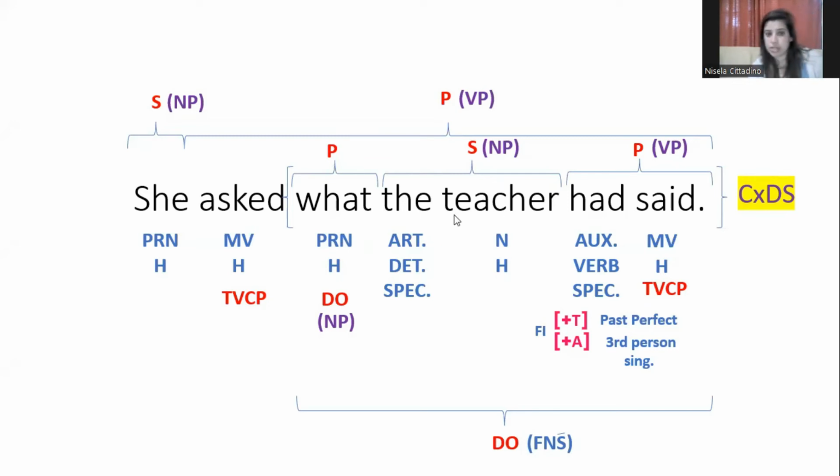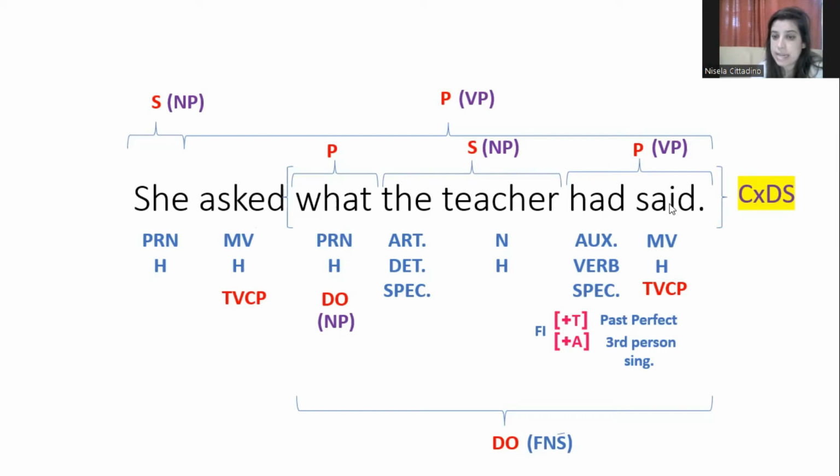The teacher is the subject and it's a noun phrase. The is the article, the determiner, and the specifier, and teacher is the head and the noun. What is the pronoun and the head, and it's the direct object because that's the only function that it can fulfill. It's also a noun phrase. She said something, so that's something that she said. It's a direct object. That's the relationship with the verb.